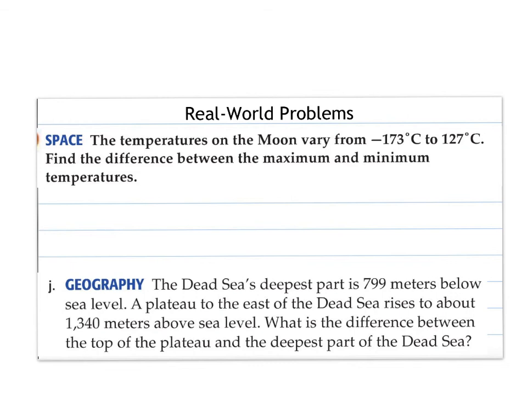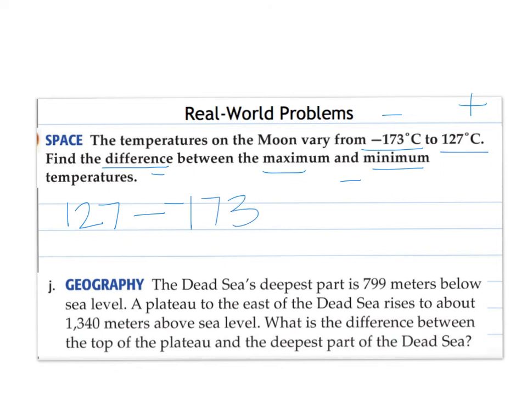So for space, the temperature on the moon varies from negative 173 degrees Celsius to 127 degrees Celsius. Find the difference, which means subtraction, between the maximum and the minimum. So max minus the minimum. So if we know our number line, we know that numbers that are positive are greater than numbers that are negative. So we're finding the difference between 127 minus a negative 173.